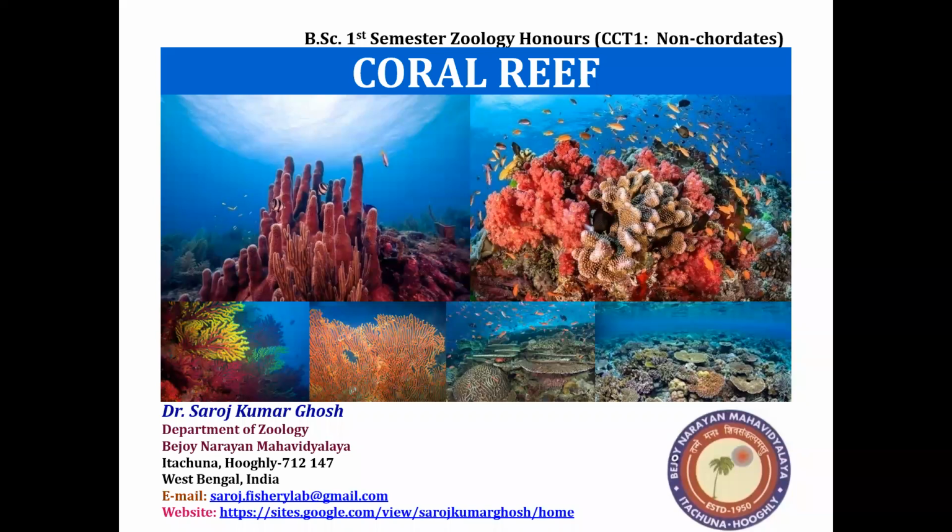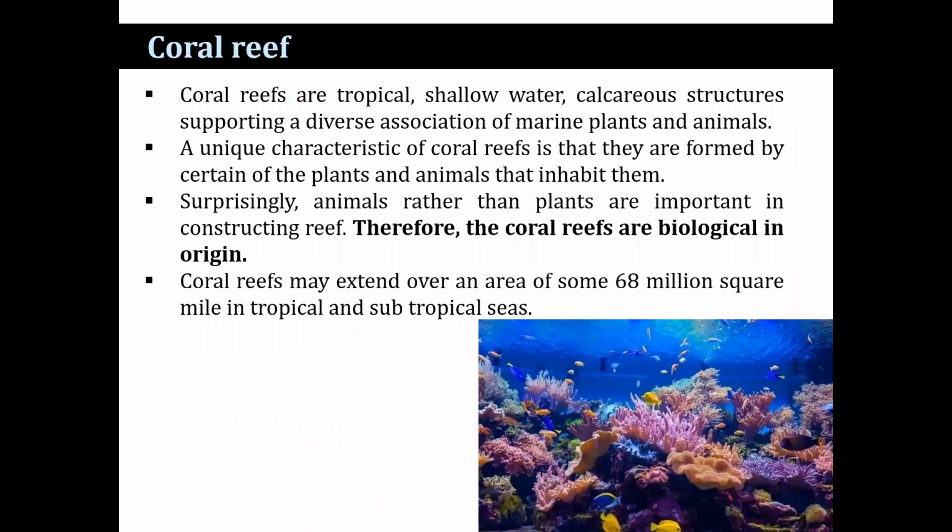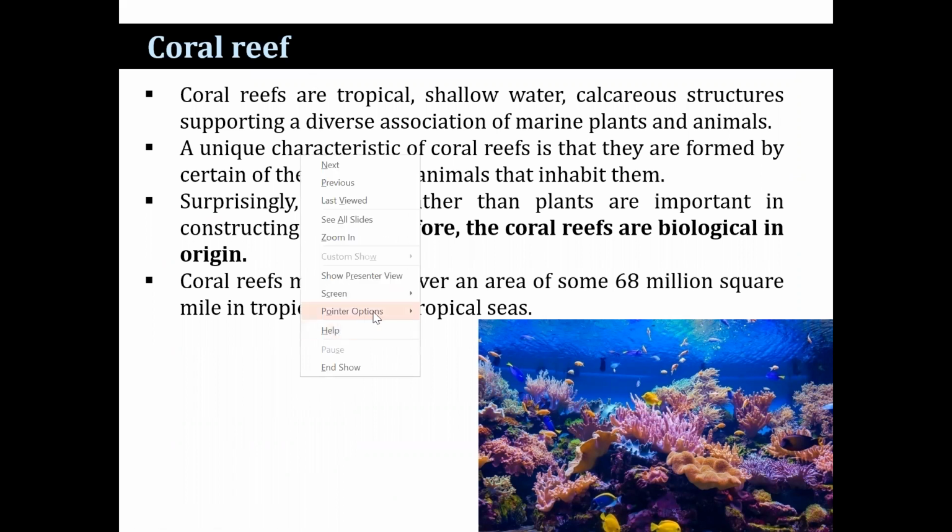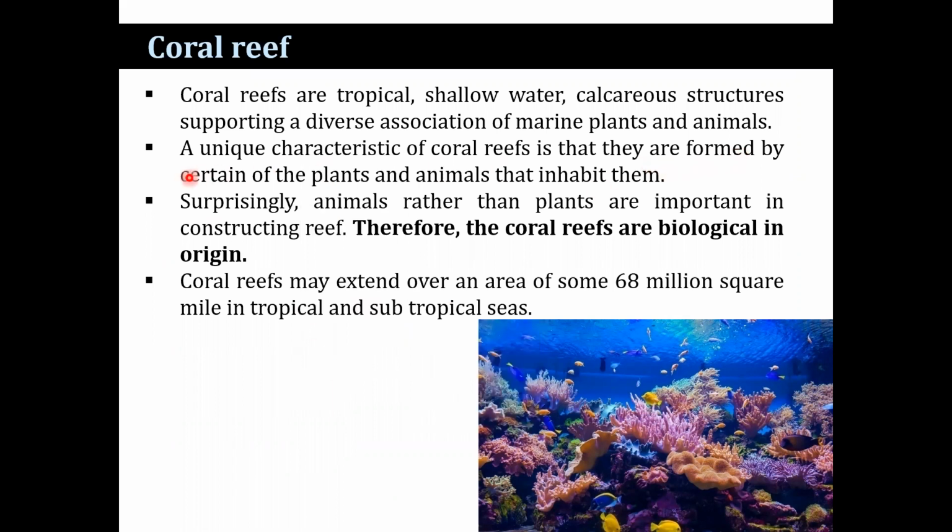I am going to discuss coral reefs. Coral reefs are tropical, shallow water calcareous structures supporting a diverse association of marine plants and animals. A unique characteristic of the coral reef is that they are formed by certain parts of the plants and the animals that inhabit them. Surprisingly, animals rather than plants are important in constructing reefs.